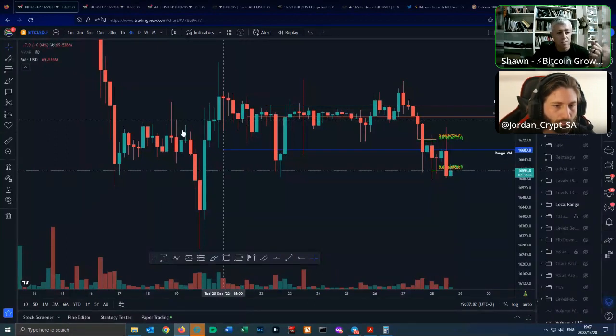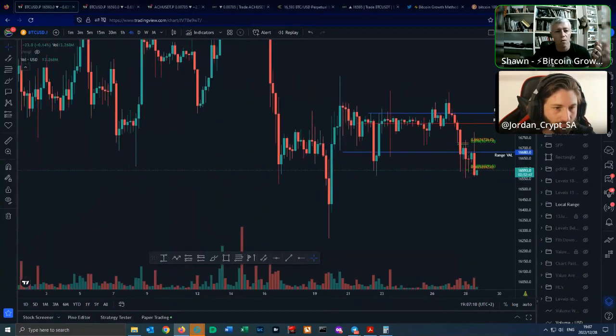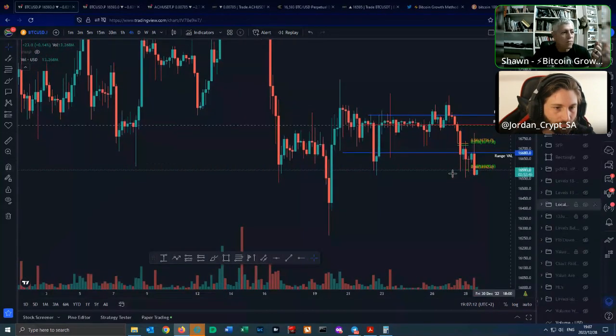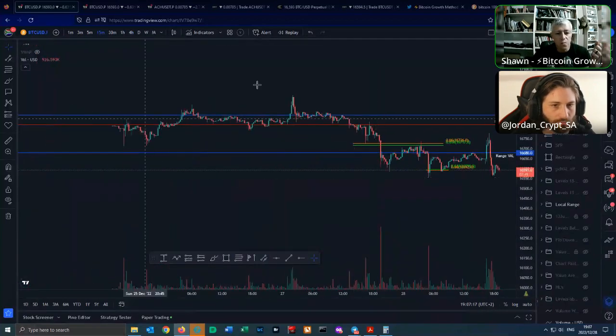That means the market is choppy and it's not trending in any specific direction. And Jordan, it's good that you say look at the 4 hour, because if we focus on the smaller time frames, we can see there's price movement here, but what's happening on the bigger time frame? Let's go to a weekly.